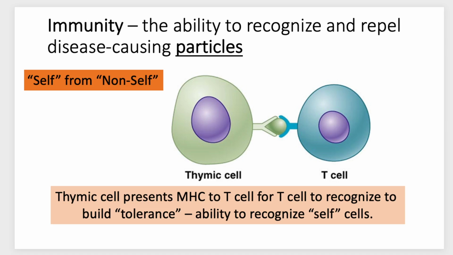All right, last topic here will be immunity and transmission. So immunity is the ability to recognize and repel disease-causing particles. So our bodies need to be able to tell what is ours and what is not ours. So what is self and non-self.